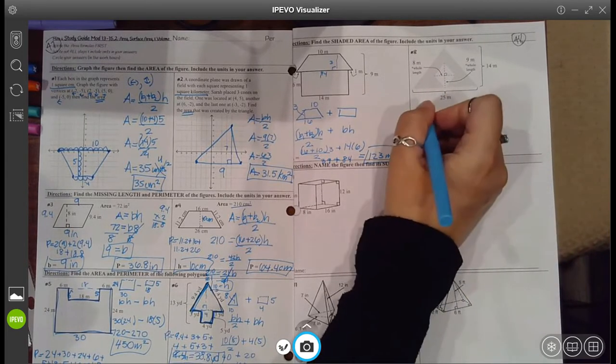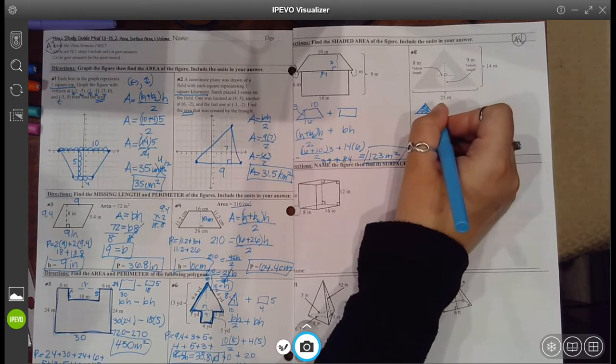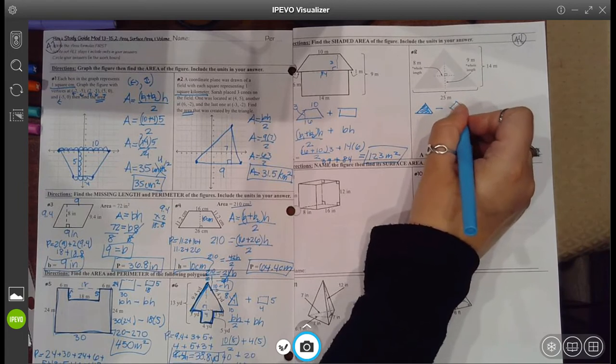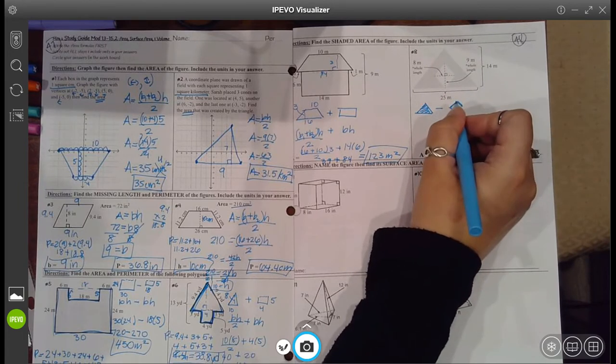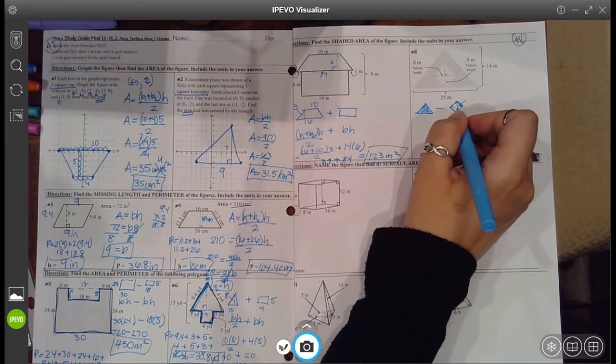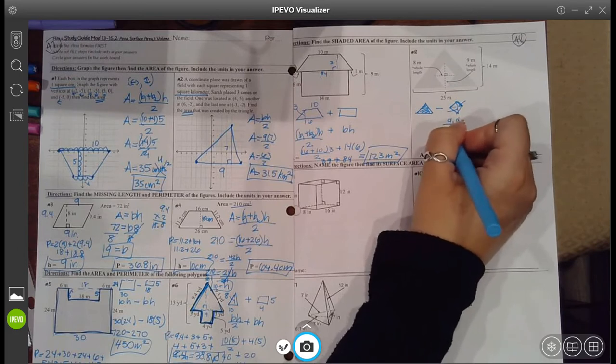Okay, hopefully you said that you should probably find the area of the whole triangle and then just subtract out that little rhombus or diamond looking shape, right? When you're finding the area of a rhombus, it's diagonal 1 times diagonal 2 divided by 2.